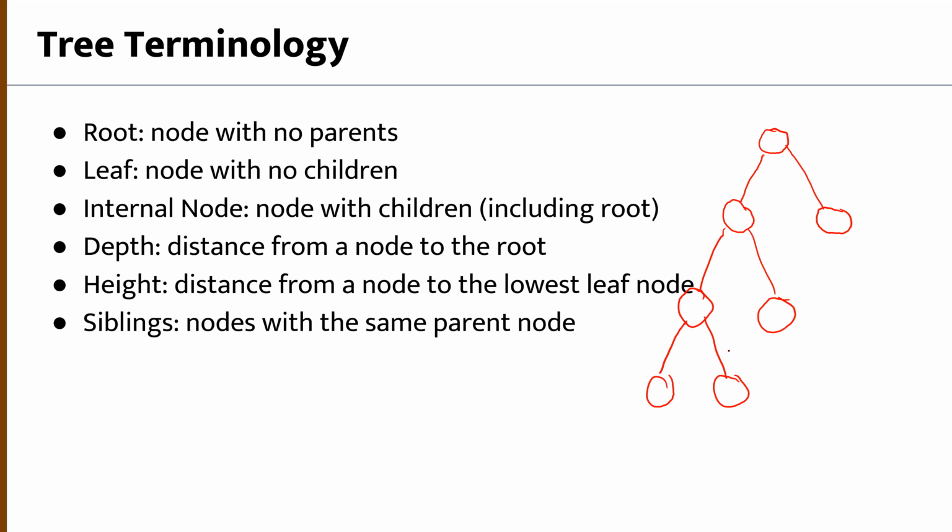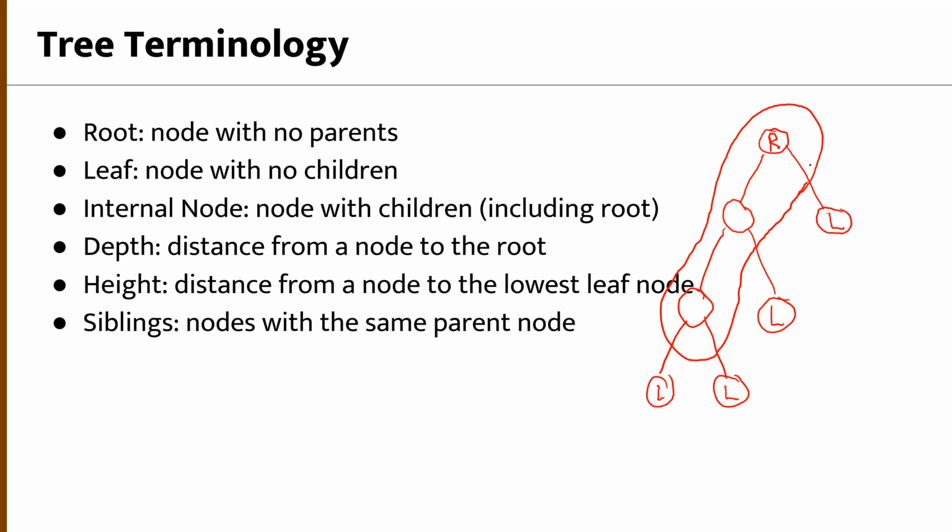So first of all, the root is a node with no parents. This is the topmost node in the tree right here, so that's the root. A leaf is a node with no children, so these are pretty much the bottom nodes. These are all leaves, since those all have no children. And every node but the leaf nodes are considered internal nodes, which just means that they have children. So all of this, those are all internal nodes.